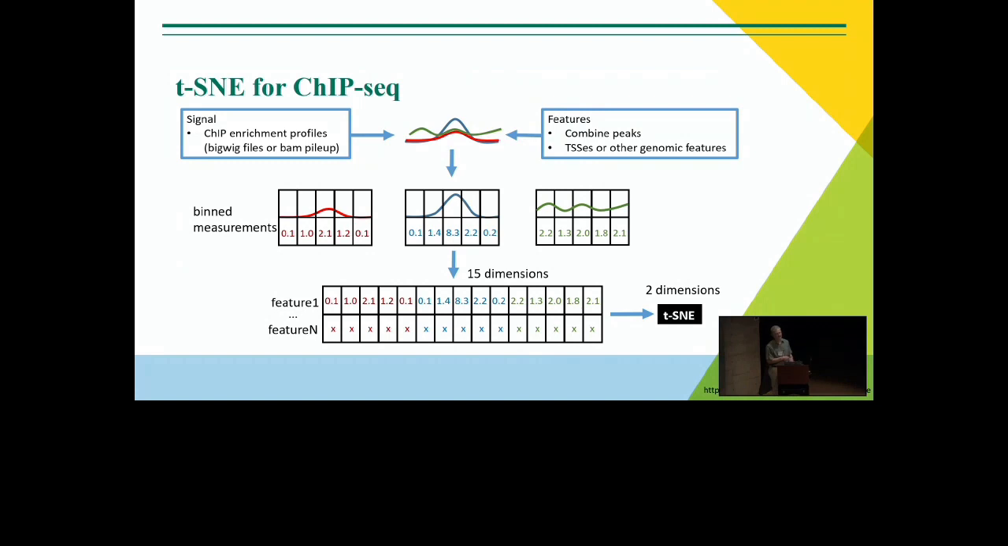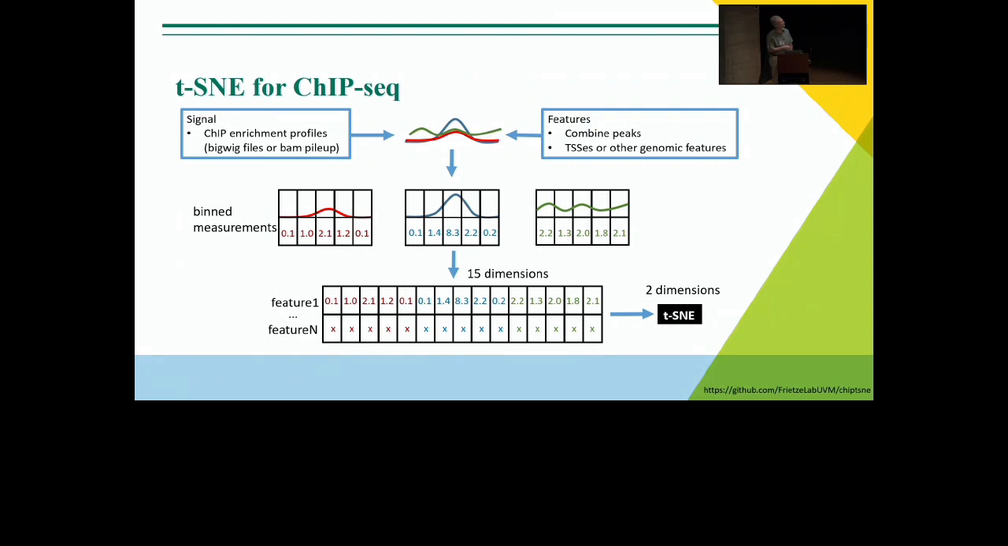So in order to run tsne, we need a matrix. So what we're going to be doing is for each region on the genome, in this example, there's, say, 3 histone modifications, red, green, and blue. And we're going to be pulling signal from either bigwig files or conducting a BAM pileup. And then we need to identify areas of interest to look at. These would be peaks commonly, or you could also look at transcription start sites or any other genomic features of interest.